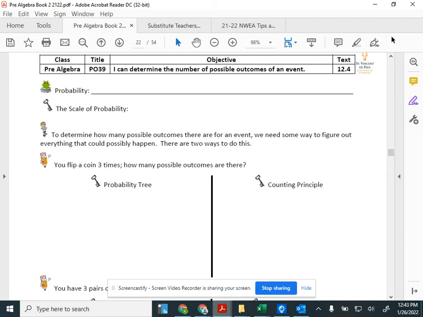Good afternoon. Today we are starting Unit 7. We're going to be working on probability this unit.